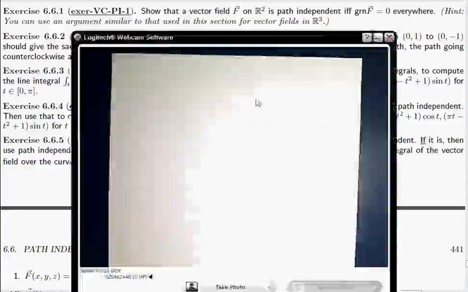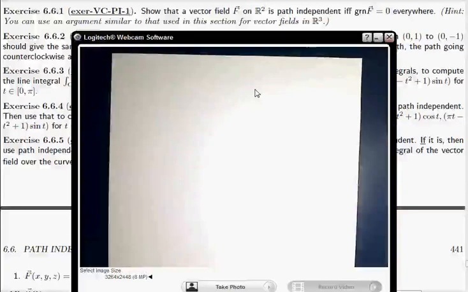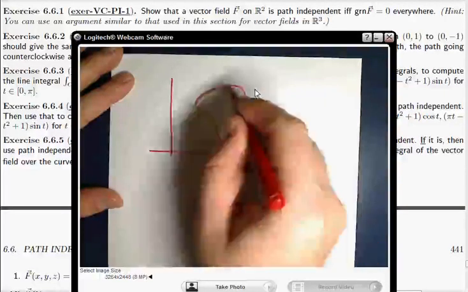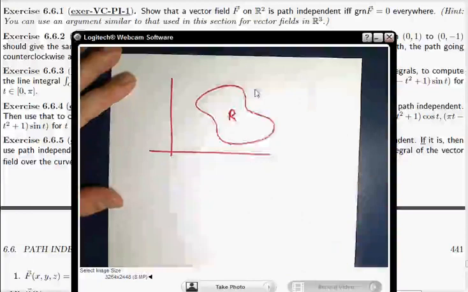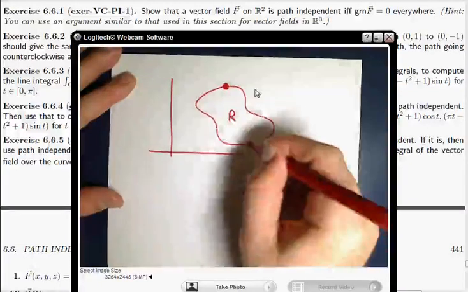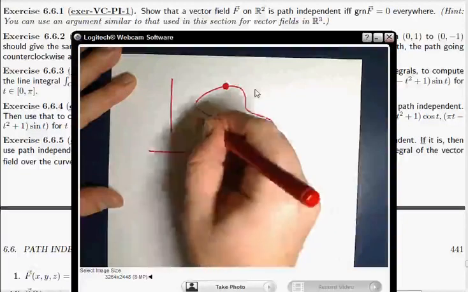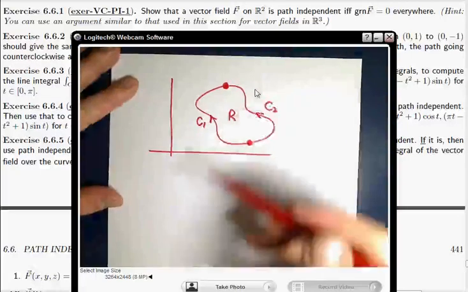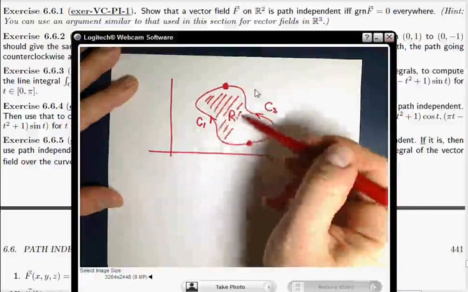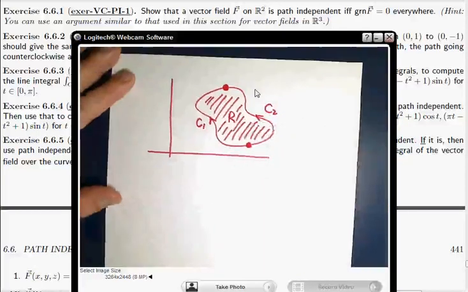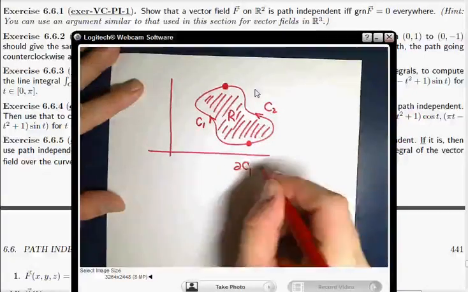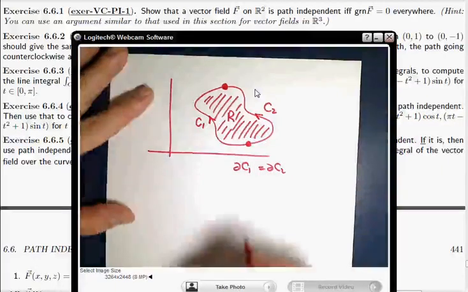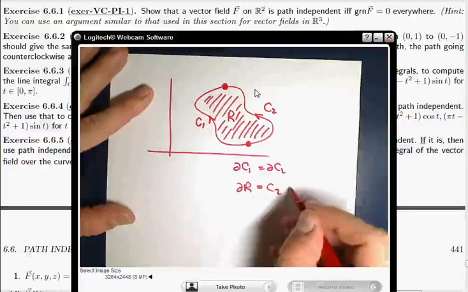Okay, so let's do this. So we're in R2. Here's our region R, and let's say we have 2 points on that curve, and let's view this as being the curve C1, and let's view this as being the curve C2. Cool? Okay. Note that the boundary of C1 is equal to the boundary of C2. Same points, same orientations on those 2 points. Okay. Note also that the boundary of this region R is C2 minus C1.